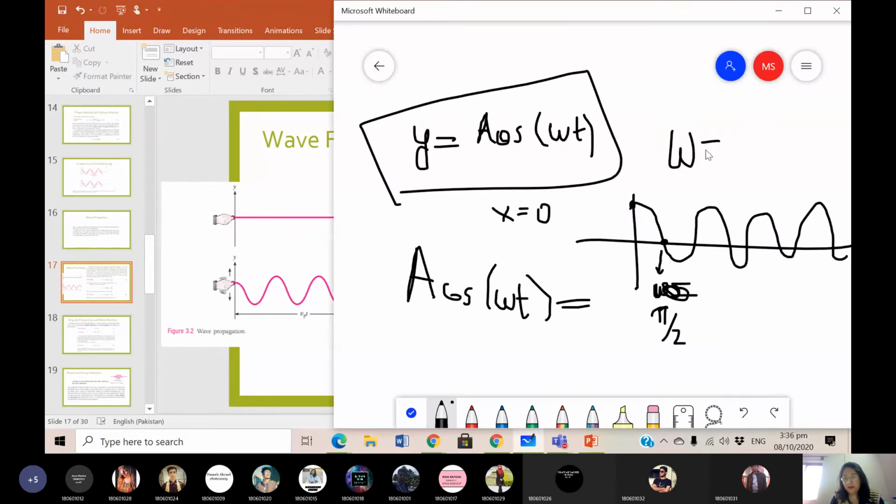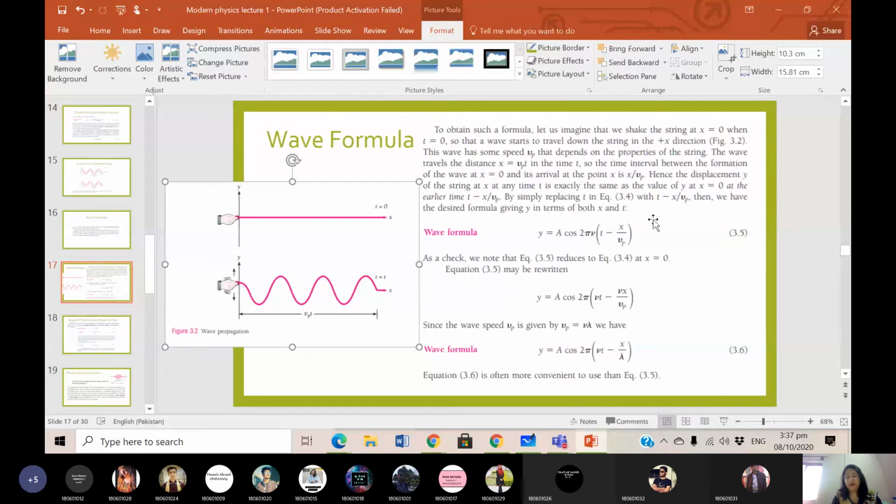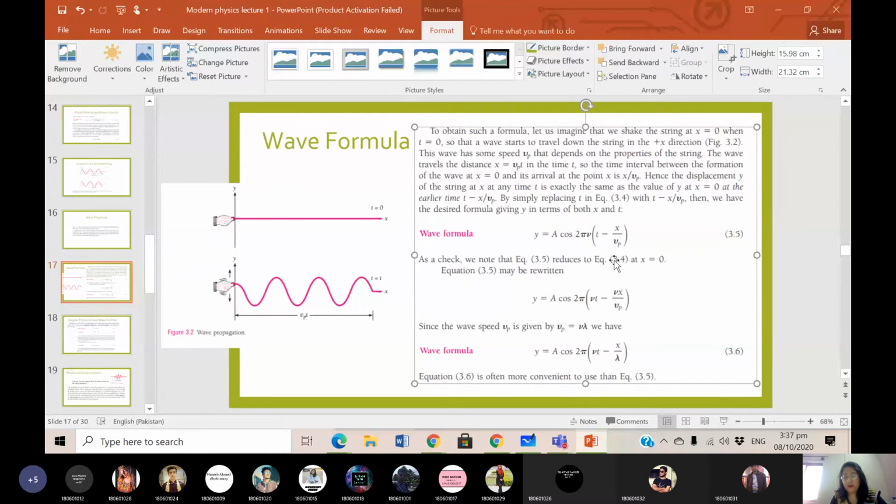Omega is equal to 2 pi f, okay? For example, the time and the position here both are varying. That's what we're saying here. So we can write an equation that looks like this because this equation will satisfy this equation, basically.